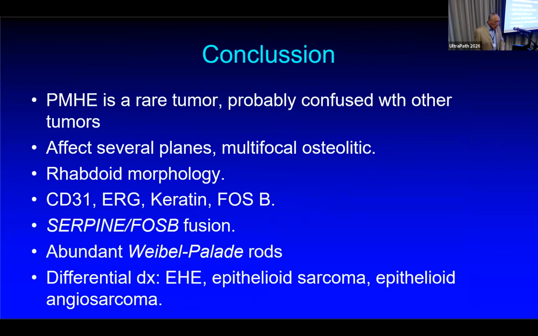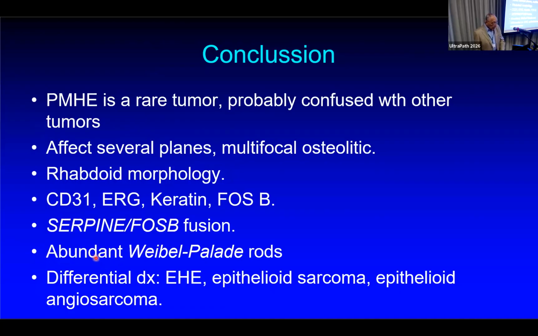Conclusion: the case I presented, pseudomyogenic hemangioendothelioma, is a rare tumor, probably confused with other tumors. It affects several planes, has a rhabdoid morphology, is negative for CD34, but positive for CD31, ERK, keratin, and FOSB. And these are the fusions, terpene phosphine.